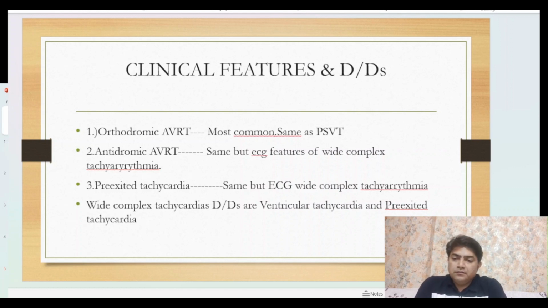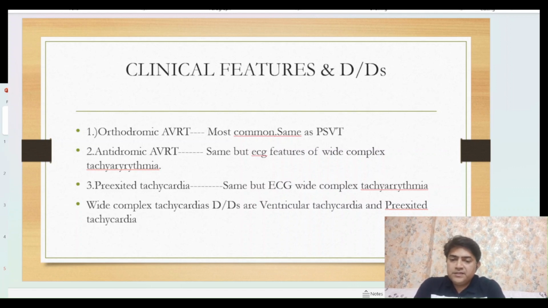So, we have seen that in orthodromic atrioventricular reentrant tachycardia, it is the same as PSVT. We will get a narrow QRS complex, less than 0.12 seconds, and in antidromic AVRT, the ECG features will be those of an antidromic and pre-excited tachycardia. The ECG feature will be a wide complex tachycardia. Now, wide complex tachycardia, this is very important to determine.